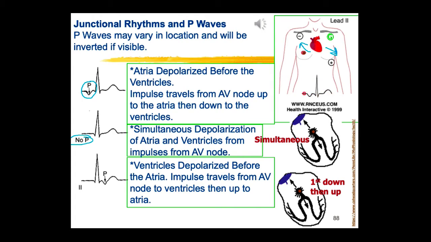In the third complex on the left-hand side, you see an inverted P wave that is occurring after the QRS complex. In this case, the AV node fires. The electricity travels from the AV node down to the ventricles and then goes up into the atria, causing them to depolarize.